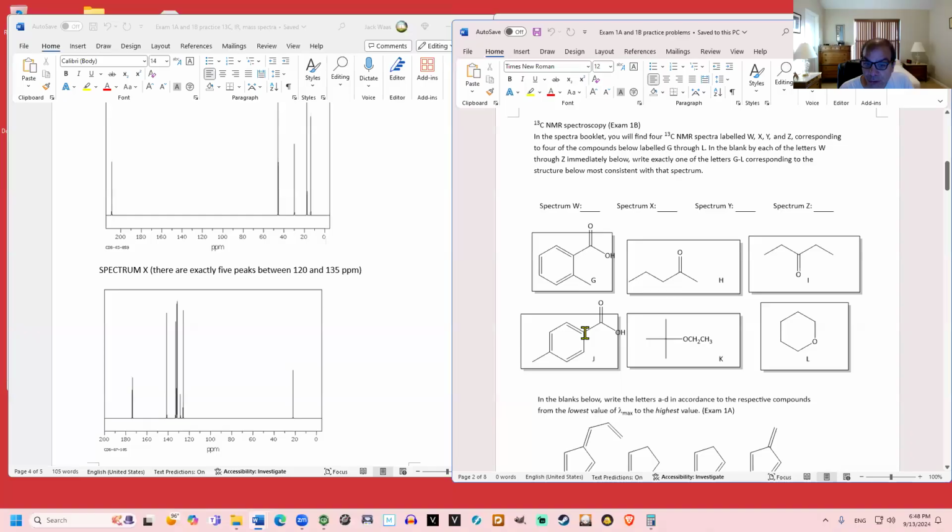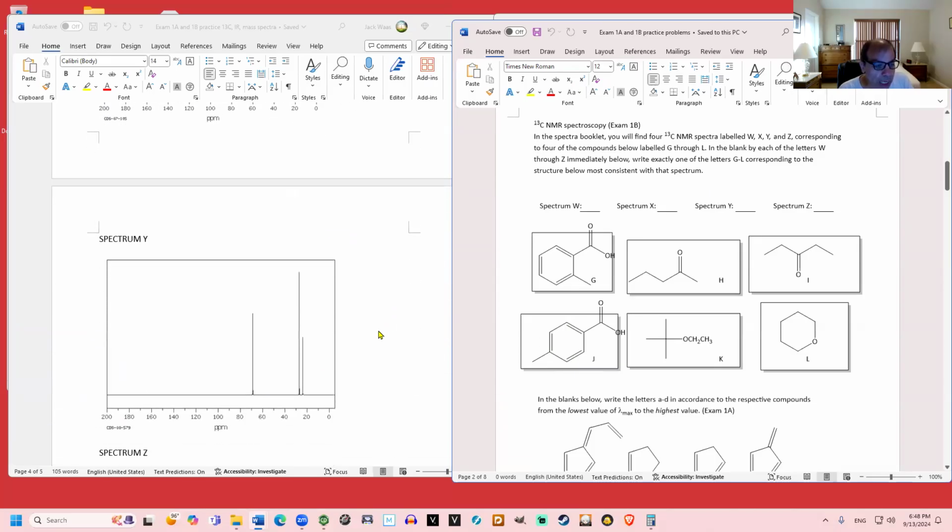This carbon attached to the carboxylic acid is one type of aromatic carbon. There's the 2 carbons that are ortho to that carbon. There's the 2 carbons that are meta to that carbon. And there's the carbon that's attached to the methyl group. So we would see only 4 peaks in the aromatic region, not 6. That means that spectrum X must be G, not J. So G is the correct answer there.